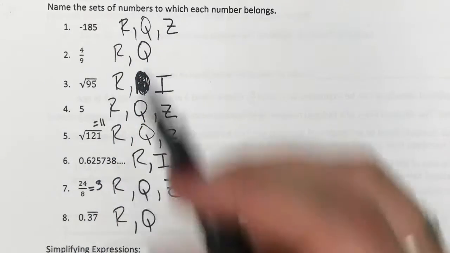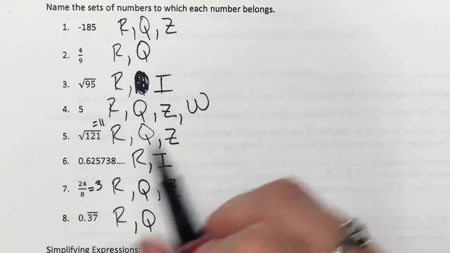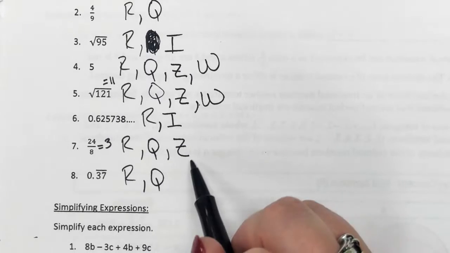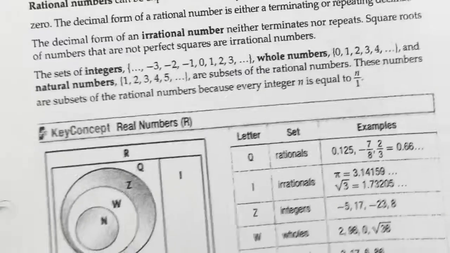Number 4? Yeah, that's a whole number. What about number 5? Yes, 11's a whole number. 6 is finished. 7? Yes. And number 8? Nope. No decimals for whole numbers. Very good.